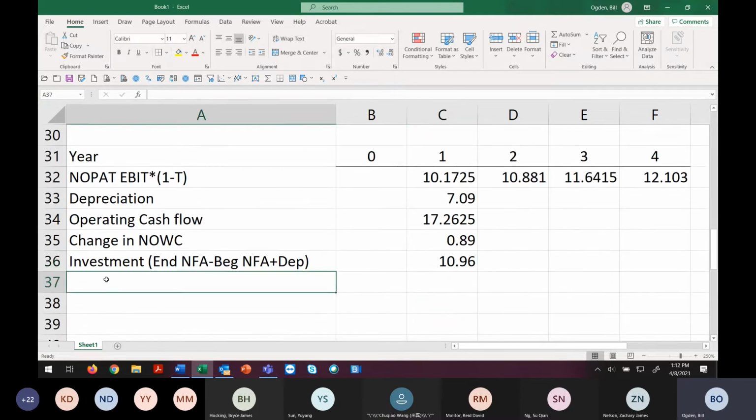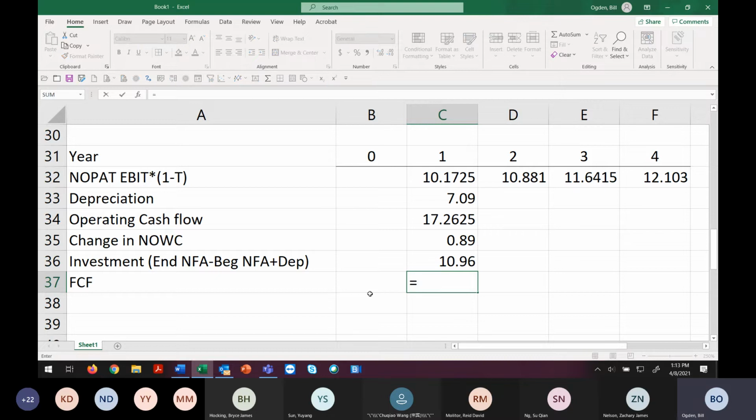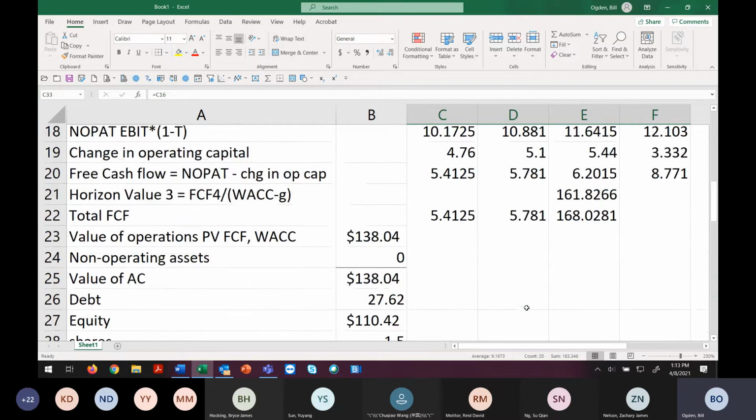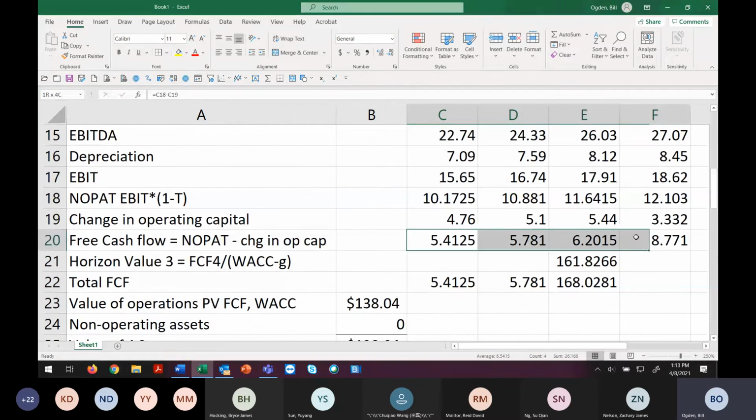Okay, and then we will calculate free cash flow. That would equal the operating cash flow, subtracting your change in operating capital, subtracting the investment. And lo and behold, I hope we'll see that, and let's copy these across. Should work very nicely, I hope. And you can see that those are precisely what we have here.